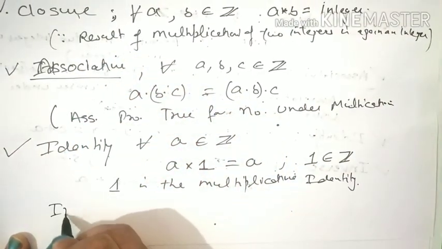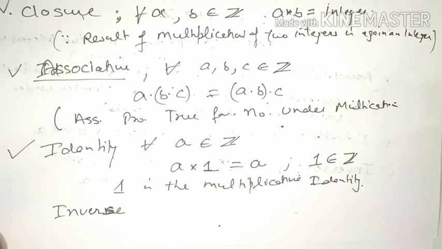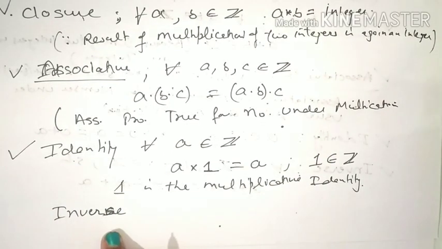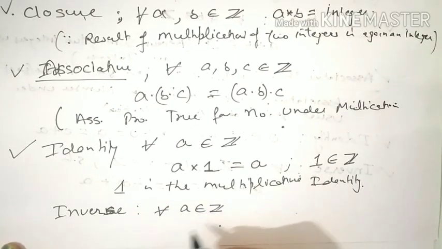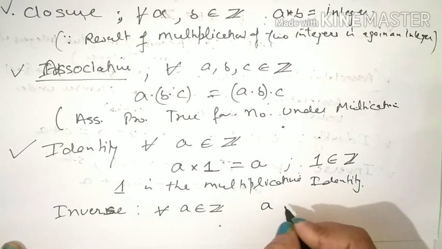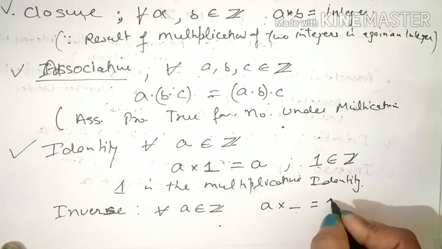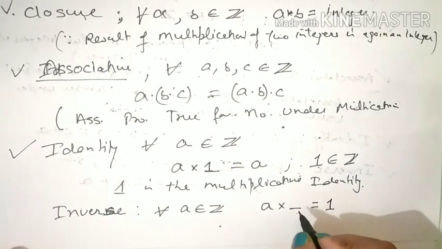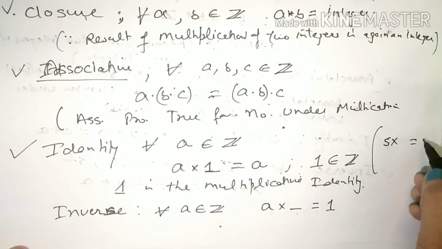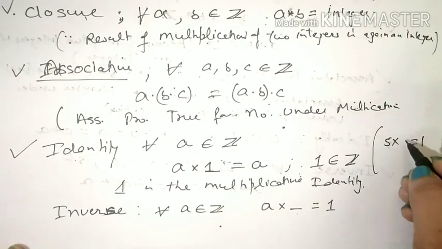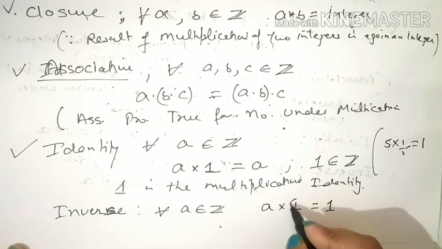Now for the last, if it holds, then the set will become a group. So to call it a group, we need this property also. For this property, for all elements A of Z, there must exist some element which when multiplied with A gives us the answer as the identity. What is the identity? 1. What is that element? Like for 5, what do we multiply with 5 so that we get 1 as the answer? What number should be multiplied? 1 upon 5. So here it is 1 upon A.